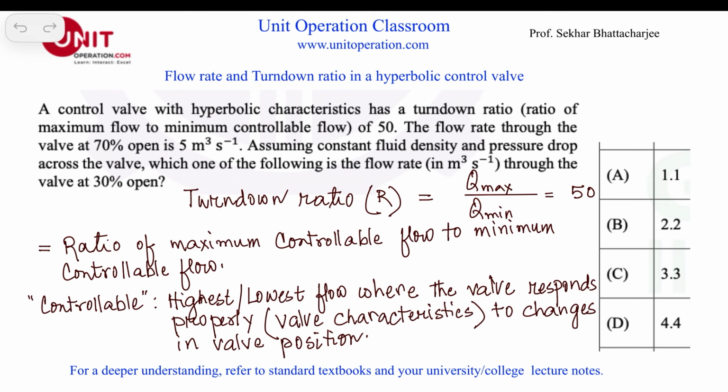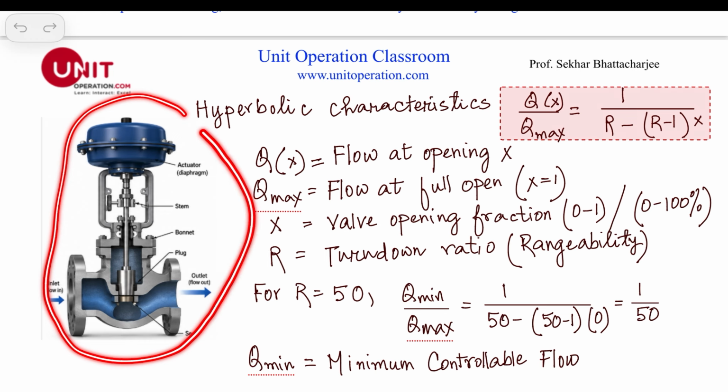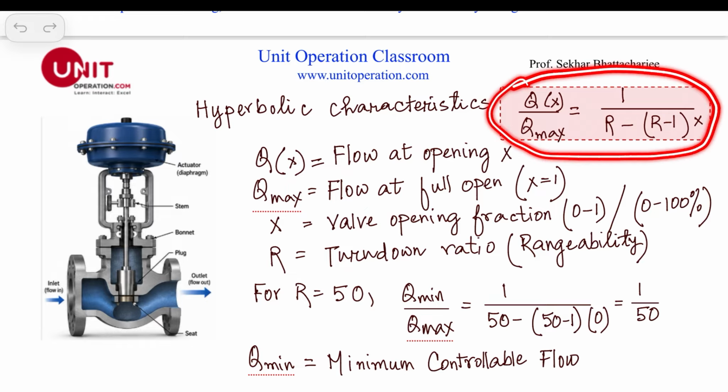Okay, so let's look at the control valve. This is a typical control valve here. You can find the details in any textbook. This is the plug and fluid valve, and of course the stem position keeps moving to allow more or less of the liquid or gas flow. The hyperbolic characteristic is given by this equation right here, where R is the turn-down ratio.